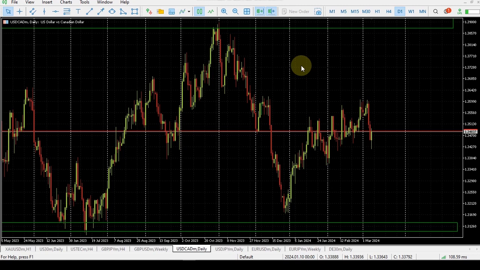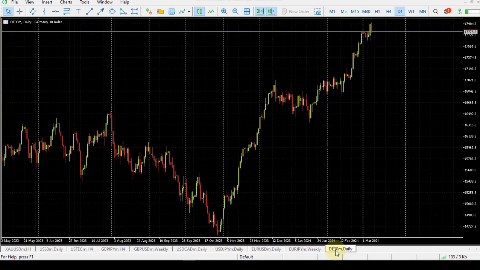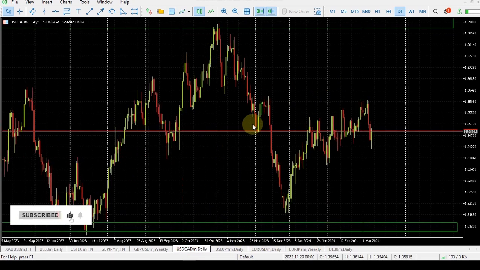Today we are looking at three pairs in the Forex weekly forecast. The three pairs are US Cad, Euro USD, and the US30. These are the three pairs we are looking at this week.